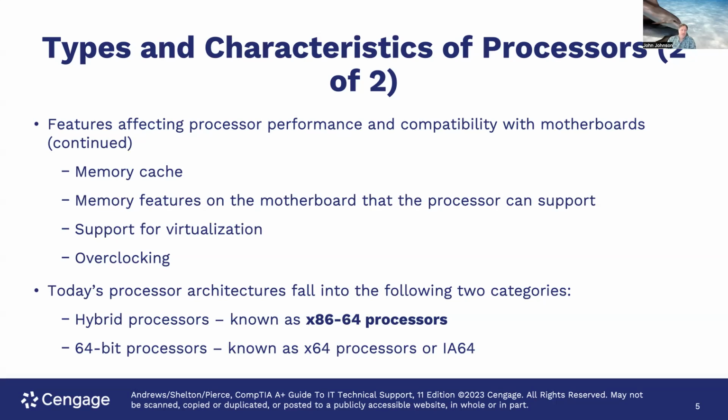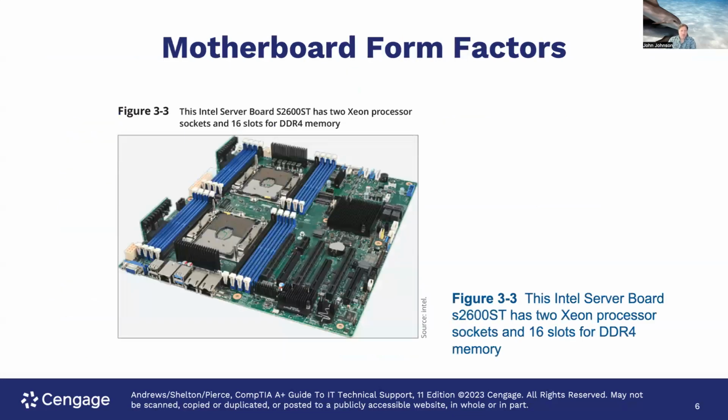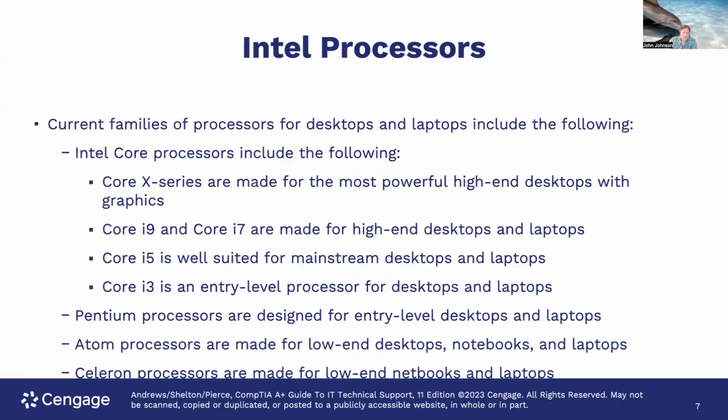Today's processor architectures fall into the following two categories. There's hybrid processors known as the x86-64 processors, and the 64-bit processors known as the x64 processors, or IA64. So motherboard form factors. If you look at this one, you'll see that we have two different slots for putting in CPUs. This is the Intel server board S2600ST, which has two Xeon processor sockets and 16 slots for DDR4 memory. So this is quite a honking server motherboard here, made for really good performance.